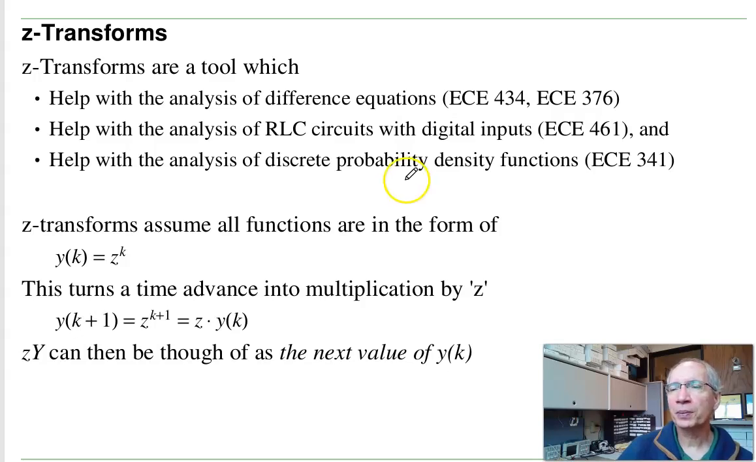Now, the basic assumption behind z-transforms is that all functions are in the form of z to the k. What that does is, if I make this a difference equation and I move forward in time, y of k plus 1 becomes z to the k plus 1, or z times y of k. So zy is an operator just like sy. Sy means the derivative of y. Zy means the next value of y, one sample in the future.